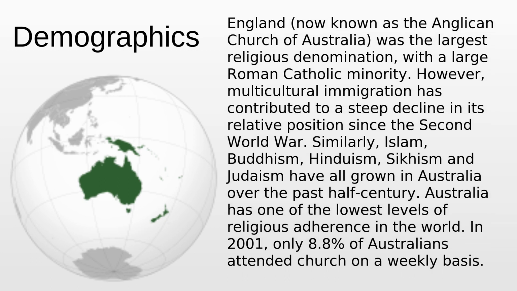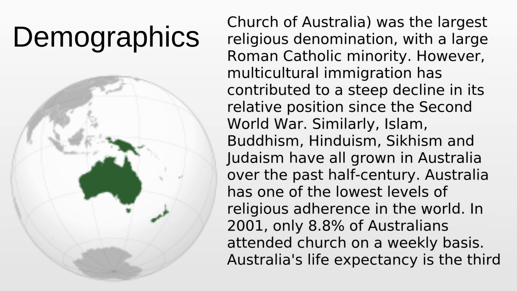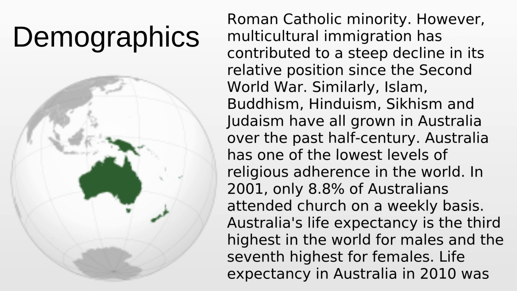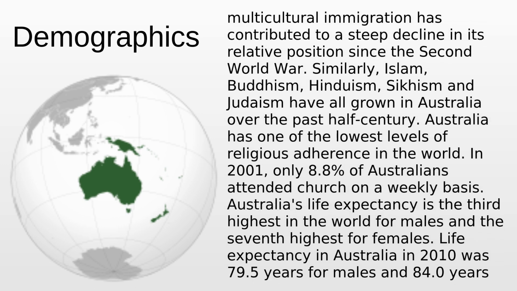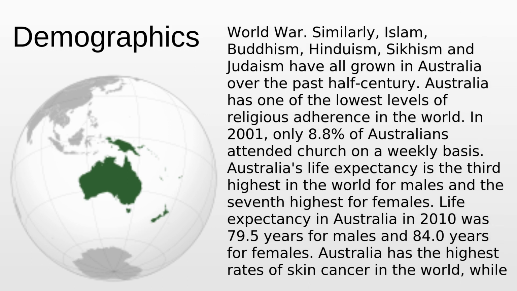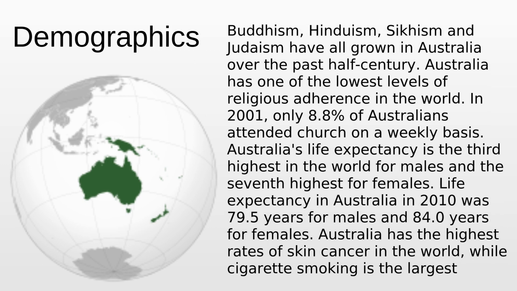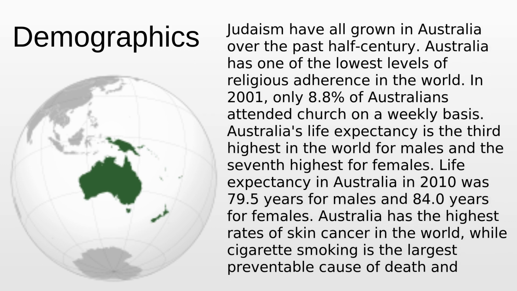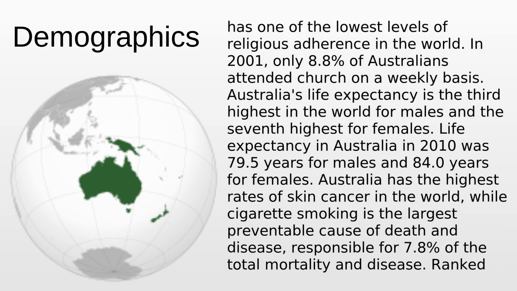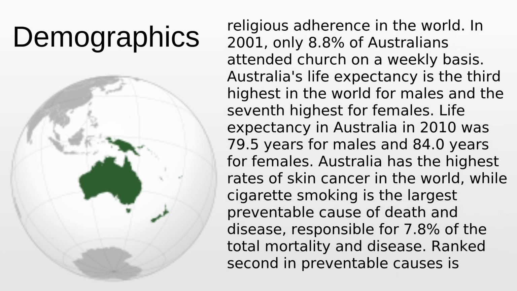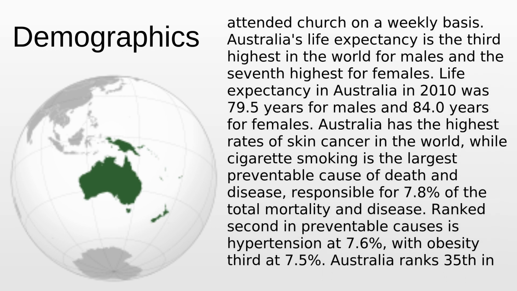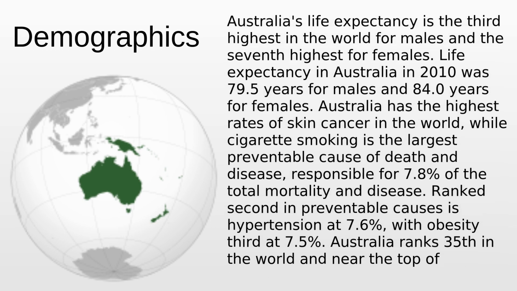For much of Australian history, the Church of England, now known as the Anglican Church of Australia, was the largest religious denomination, with a large Roman Catholic minority. However, multicultural immigration has contributed to a steep decline in its relative position since the Second World War. Similarly, Islam, Buddhism, Hinduism, Sikhism and Judaism have all grown in Australia over the past half-century. Australia has one of the lowest levels of religious adherence in the world. In 2001, only 8.8% of Australians attended church on a weekly basis.